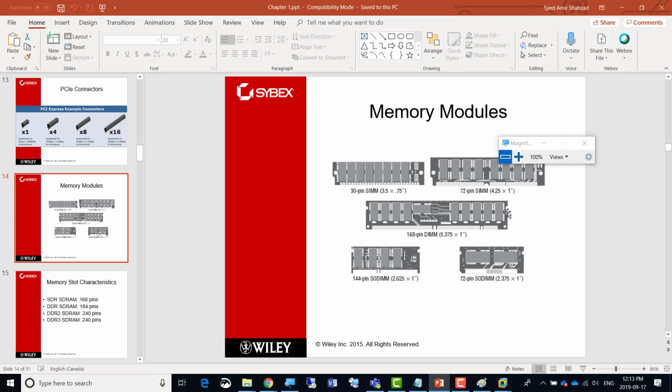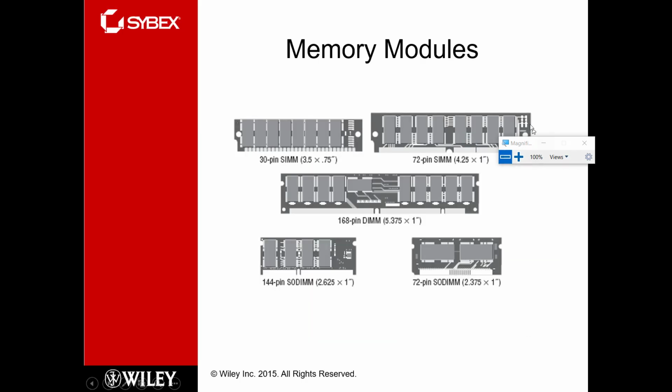Okay, just kidding. So okay, guys, here we're talking about RAM, and there are memory modules. There is 30-pin SIM, and then we're going to be talking about DIMM and SIM. It used to be called SIM 30-pin, 3.5 by 0.75 inch. Then 72-pin SIM. Then there is 168-pin DIMM, 144-pin SODIMM. Wow, what a name, SODIMM. And then 72-pin SODIMM.